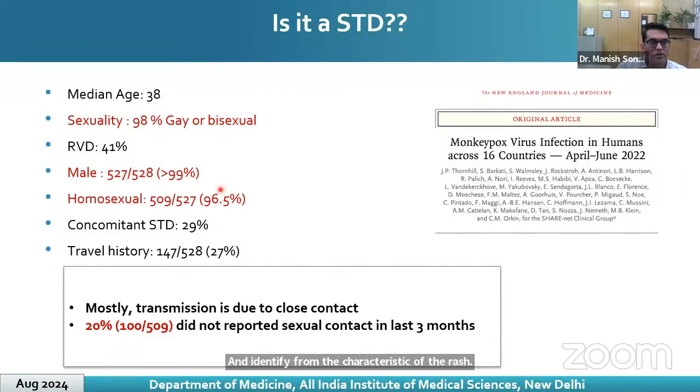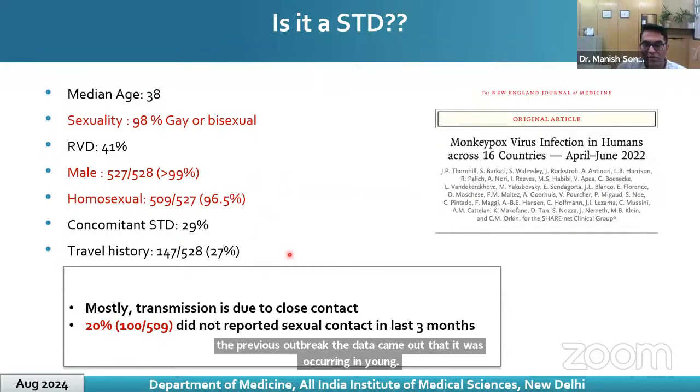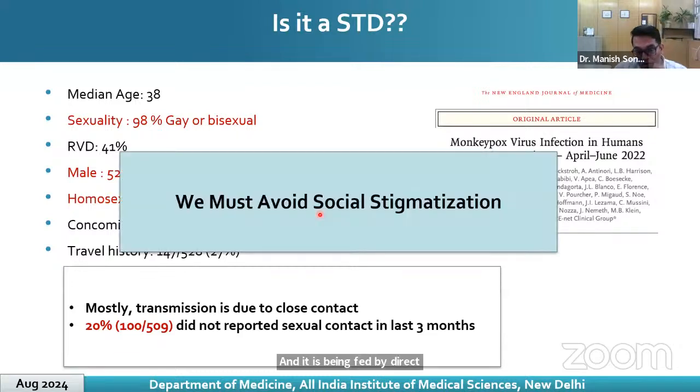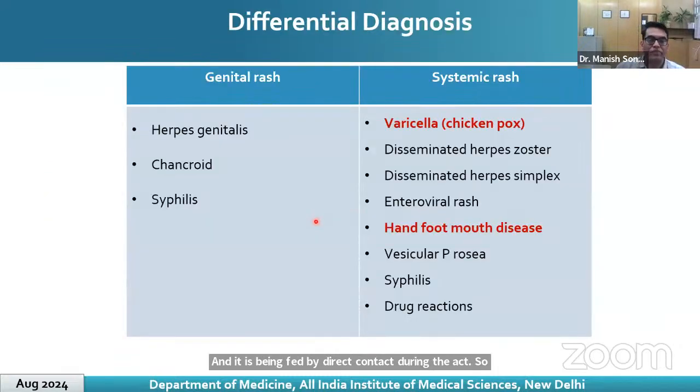Also, during the previous outbreak, the data came out that it was occurring in young, sexually active males, homosexuals. So there was a concern whether this is going to be labeled as an STD. Now, this is not true, and it is being spread by direct contact during the act. So we must avoid social stigmatization, which is very important in our country.